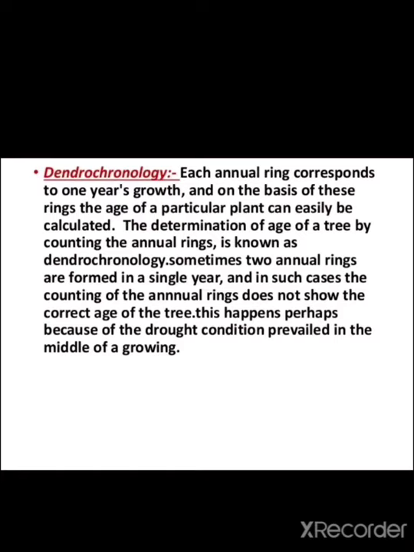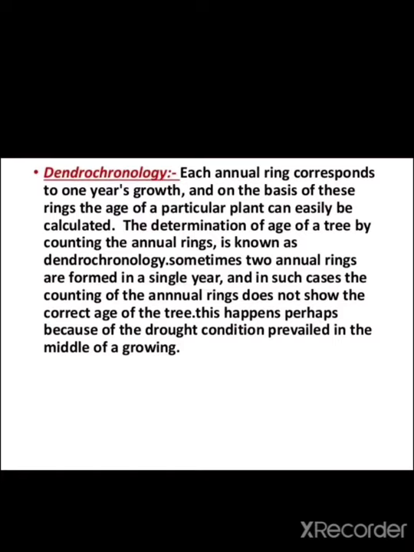Dendrochronology. This is a branch of science. Each annual ring corresponds to 1 year's growth. And on the basis of these rings, the age of a particular plant can easily be calculated. The determination of the age of a tree by counting its annual rings is known as dendrochronology.